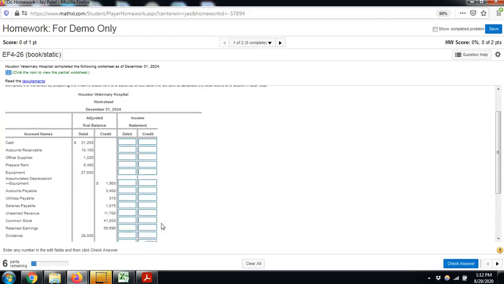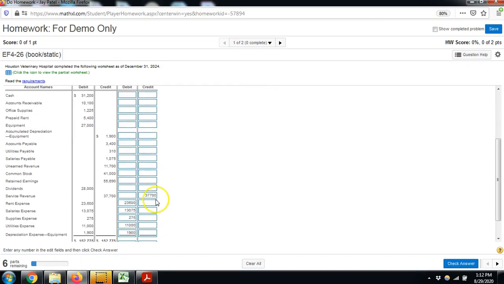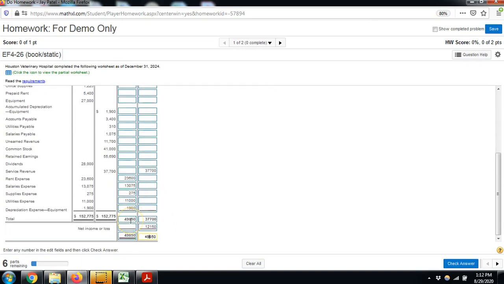Typically what we're going to see is that the credits exceed the debits, meaning that the business generates a profit. And in that case, we would put the net income as a debit to get this equal. But in this example, it's a net loss, so we had to put a credit into the net income or net loss row in order to get it to balance.